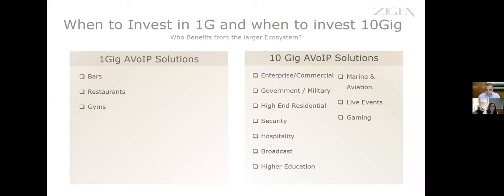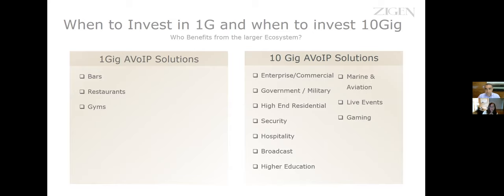Correct. Now, when you're looking at your 10 gig AV over IP solutions, the one thing you want to remember is that 10 gig has the bandwidth, but two, it also has room for growth. It has that expandability, which is really important when it comes to enterprise and commercial clients, because they're going to have this specific installation put in now. They are going to want to grow. It makes more sense for them to utilize that 10 gig solution, because now they're investing in their infrastructure, they're investing in the longevity of this system, and the growth that's going to come is going to be a lot less expensive in the long run.